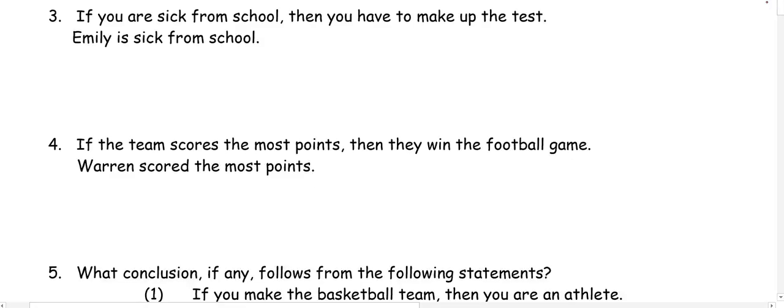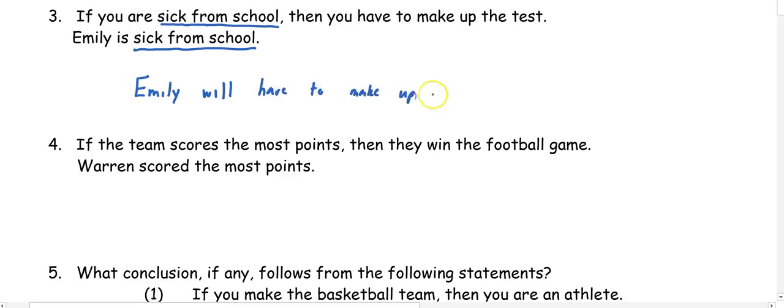Number 3, if you are home sick from school, then you will have to make up a test. Emily is home sick from school. So again, home sick from school, the hypothesis, is repeated twice. So we can make the conclusion that Emily will have to make up her test.